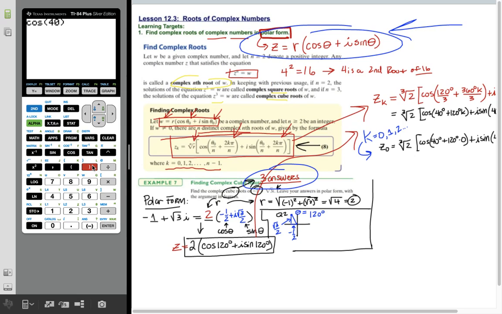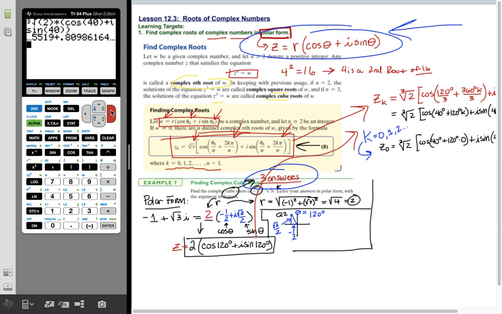Actually, here's what I'm going to do. I'm going to go ahead and just type this in exactly as it is written. I'm going to do the cube root, math 4, of 2 times the cosine of 40 degrees, because 120 is times 0, plus i times the sine of 40 degrees also. Now, I do need to put all this in parentheses. So the cube root of 2 there, and then I need to insert a parenthesis there and another one at the very end.